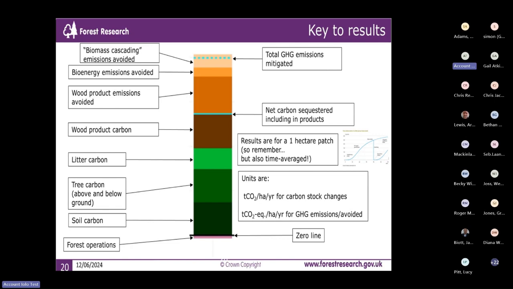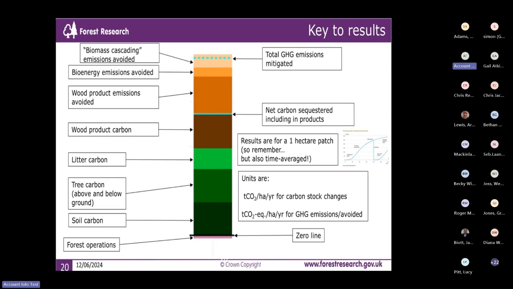Then carbon in litter and deadwood, and then the carbon in the wood products that you create from the woodland or the forest, and then the emissions you save by using those wood products in place of non-wood alternatives, and then the emissions saved by using the lower value parts of the trees as bioenergy. And there's a little bit for biomass cascading at the top. Biomass cascading being when wood products come to the end of their life, you recycle and reuse them and you get a second benefit.